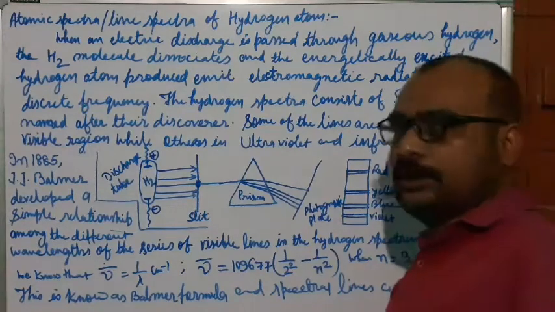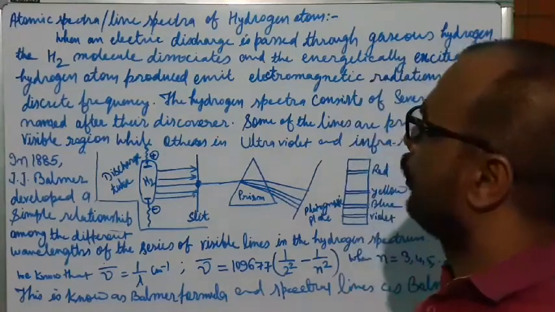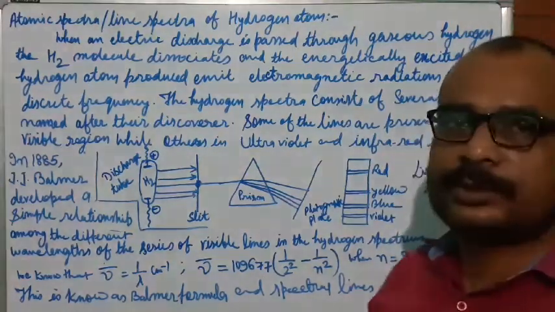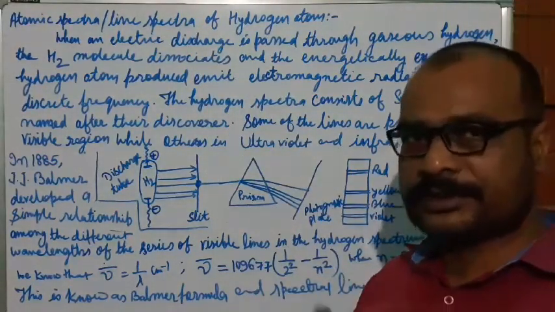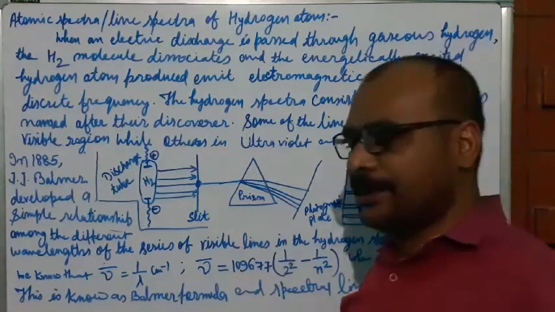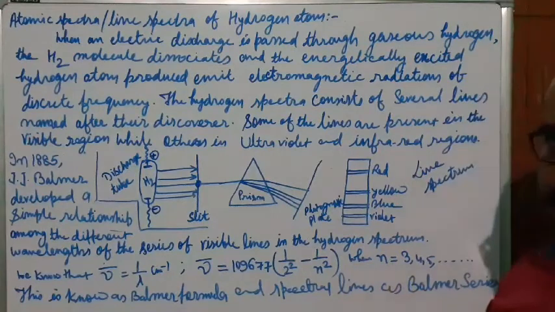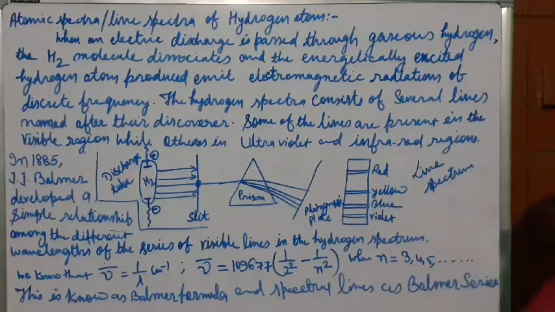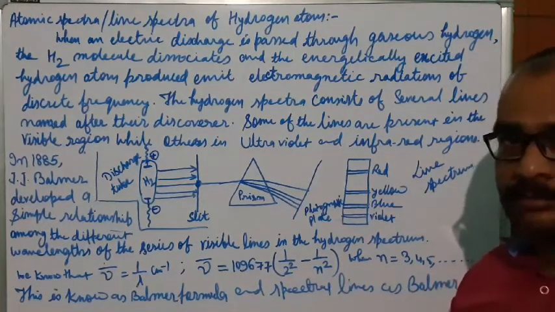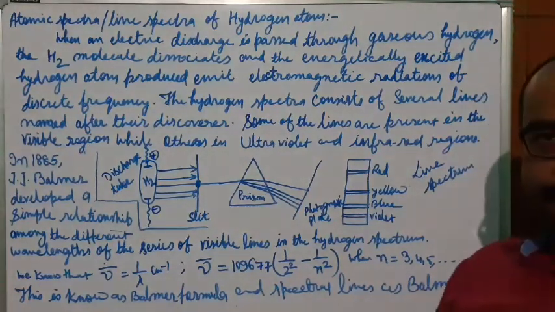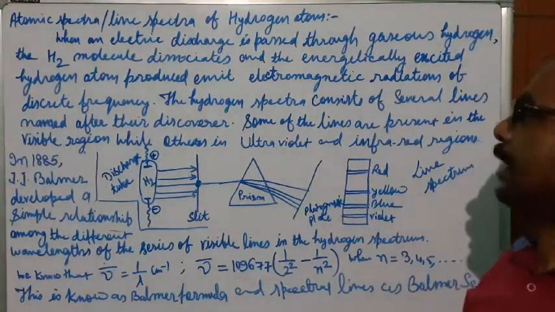Okay, dear students, today once again welcome to this online class, and today I'll discuss a new topic, that is atomic spectra or line spectra of hydrogen atom. We have discussed the spectrum in detail, diagrammatically and theoretically. We have discussed both types of spectrum, emission and absorption, continuous, discontinuous, and line spectrum. Every word has been explained to you. So today specifically we will discuss the hydrogen atom.